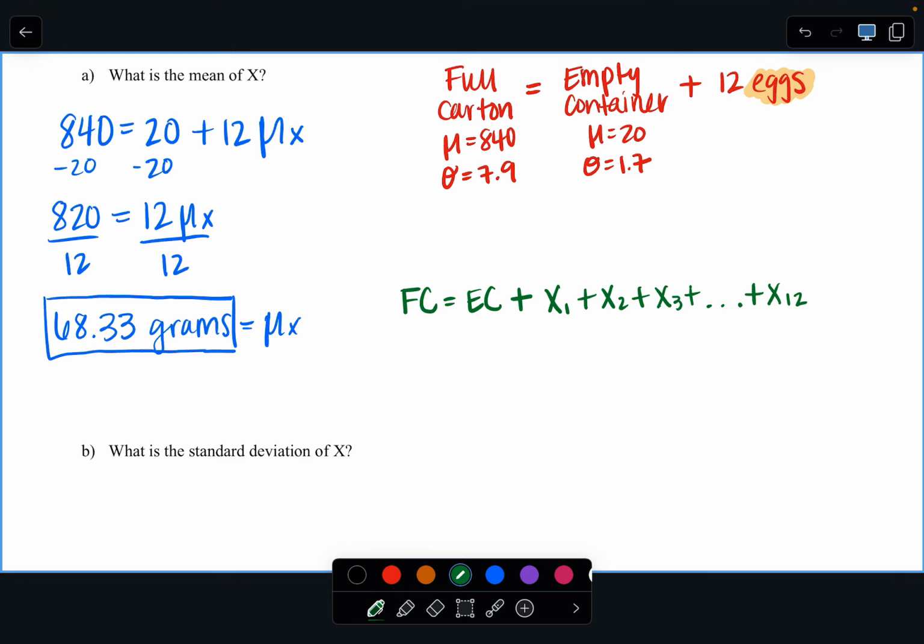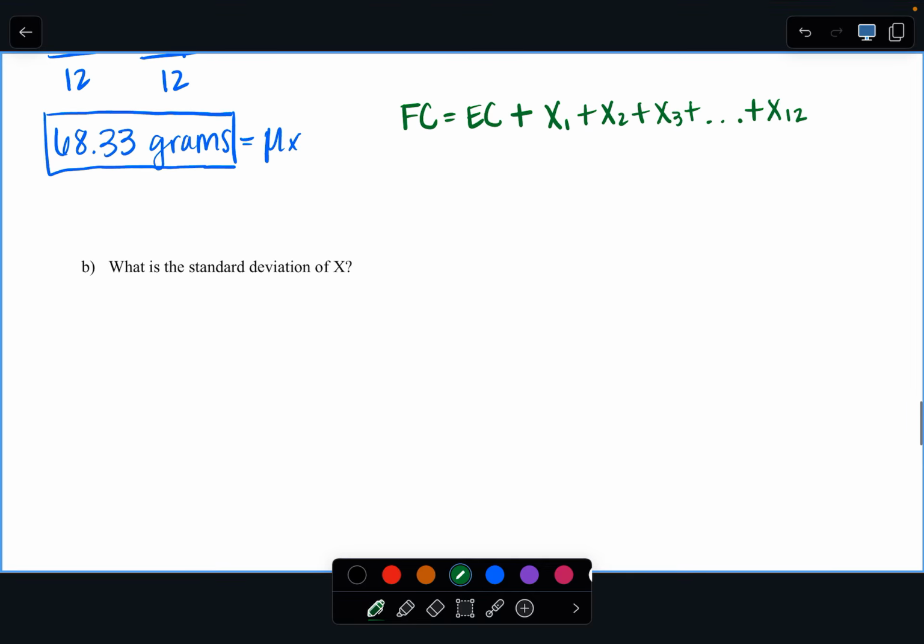So yes, you can write it as 12 times that because there's 12 of them and they're being added. However, you also have to remember that each of these eggs is its own independent random variable. So in order to calculate standard deviation, we have to use the rule that if I'm combining things together, I need to be working in variance. So I need to not only square all of my standard deviations, but I eventually need to take the square root at the very end and solve it that way.